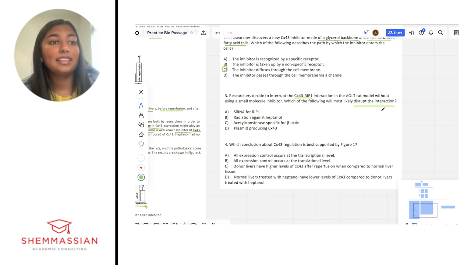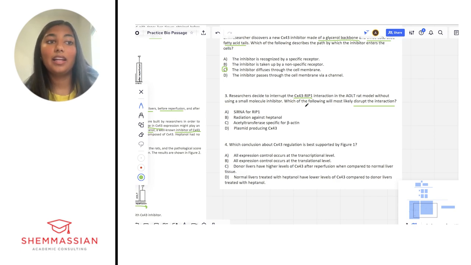So answer choice A is siRNA for RIP1. So siRNA represents short interfering RNAs, and those are just RNA sequences that target specific mRNAs and degrade them. So if you have short interfering RNAs, they interfere with transcription, translation, and they end up leading to decreased levels of production. So that sounds like a compelling option, because if we're interfering with RIP1, that will definitely inhibit the interaction with connexin and RIP1. So that's a compelling option, but let's look at the others before we pick that one. Radiation against heptanol.